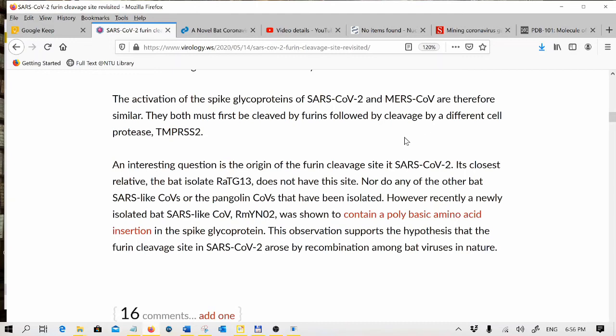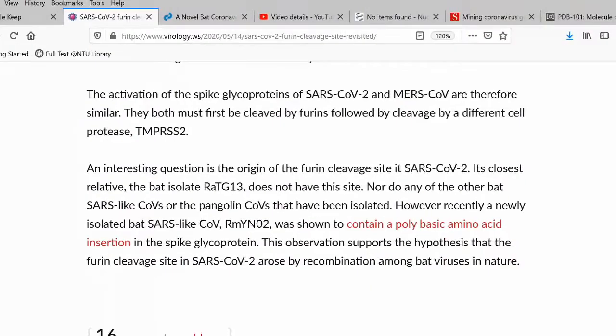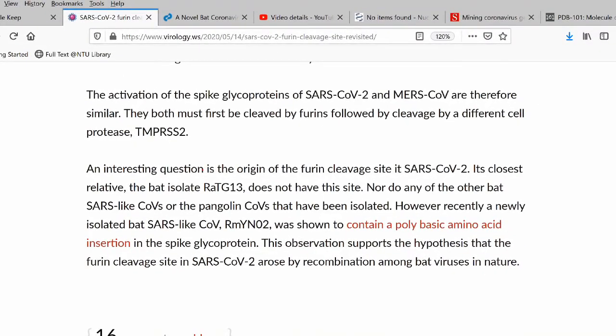In the latest discussion regarding the origin of the furin cleavage site, what is the origin of the furin cleavage site? They state that Wrapp G13 doesn't have this site, and that's what we just discussed a minute ago. And then they said, do any of the other bats, SARS-CoV or pangolins isolated have this site? And that was the smoking gun of the engineering.